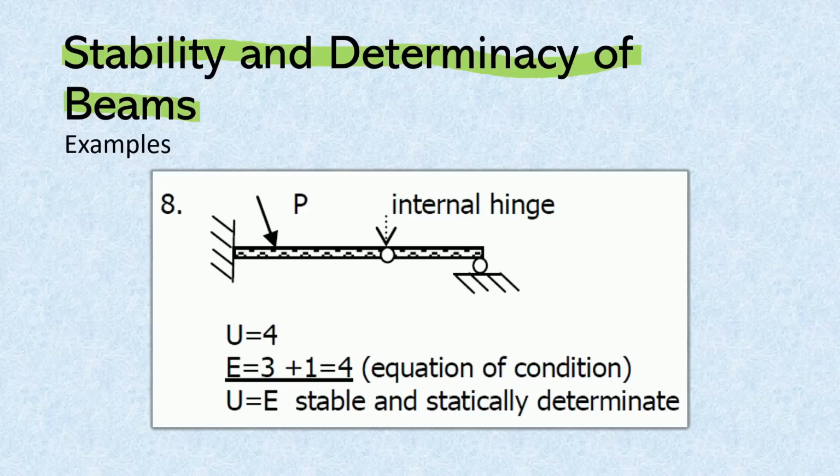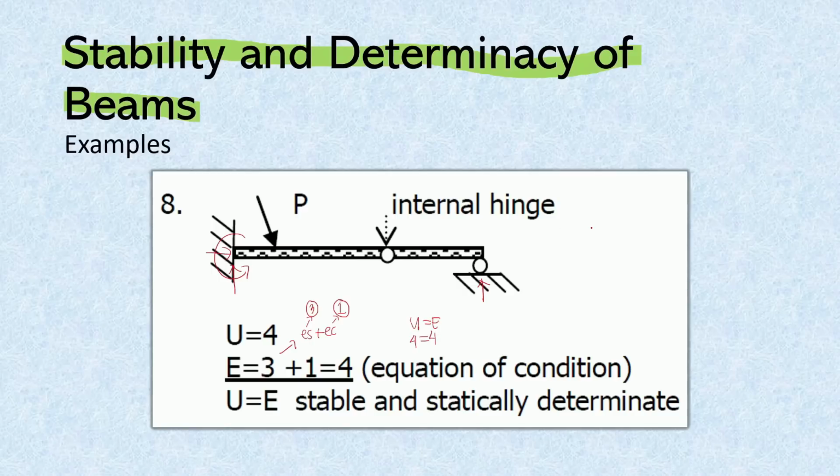Now for this one, we have our U, which is 4 because again, U only includes the external reactions. Now these are the external reactions 1, 2, 3, and 4. And so that's why our U is 4 and then our E is 3 plus 1 because ES is 3 and then EC is 1. Now this is 1 because we have the presence of an internal hinge. And so that's why this is stable and statically determinate because equating U and E, we have 4 equals 4.